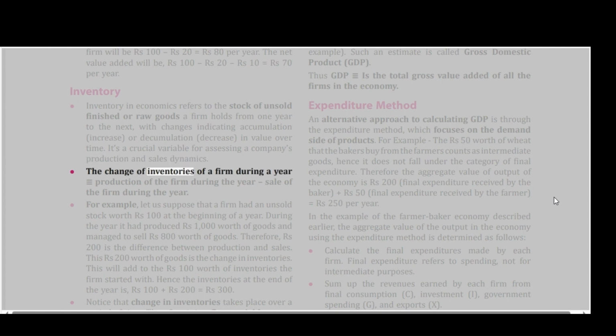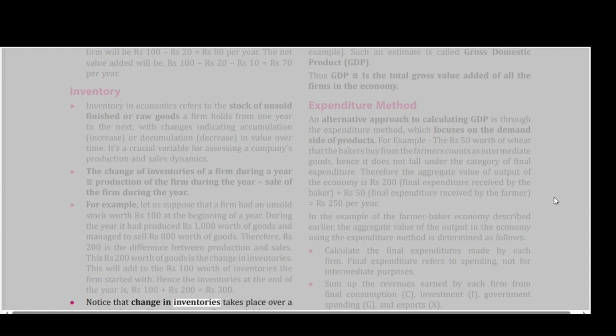The change of inventories of a firm during a year is identical to production of the firm during the year minus sale of the firm during the year. For example, let us suppose that a firm had an unsold stock worth 100 rupees at the beginning of a year. During the year, it had produced 1,000 rupees worth of goods and managed to sell 800 rupees worth of goods. Therefore, Rs 200 is the difference between production and sales. This 200 rupees worth of goods is the change in inventories. This will add to the 100 rupees worth of inventories the firm started with. Hence, the inventories at the end of the year is 100 rupees plus 200 rupees equals 300 rupees.